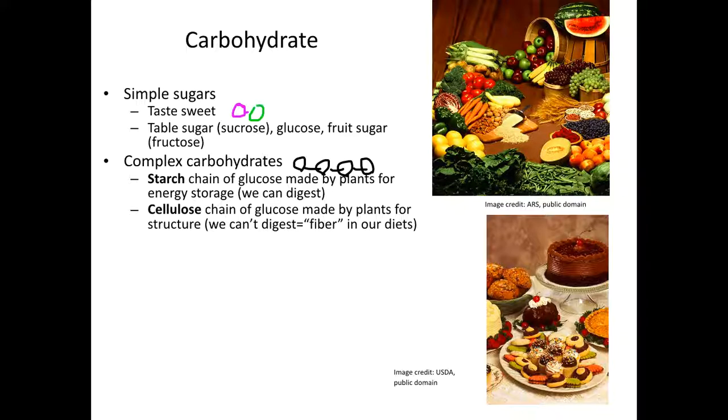Cellulose, again, this is a different chain of glucose. The glucose is hooked together in a different fashion that we're not able to digest. In fact, cows aren't able to digest it. Termites aren't able to digest it. Very few things are able to break apart those individual glucoses and use them as sugar.